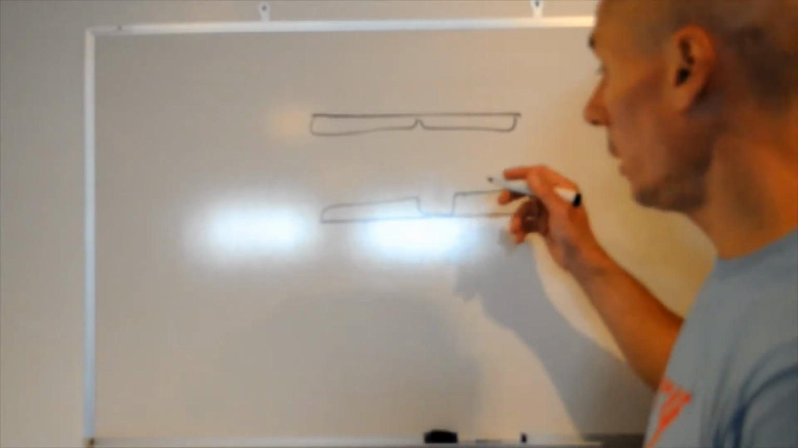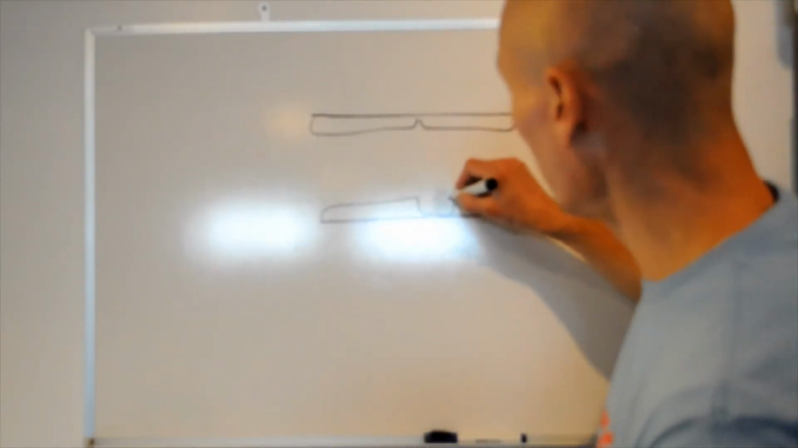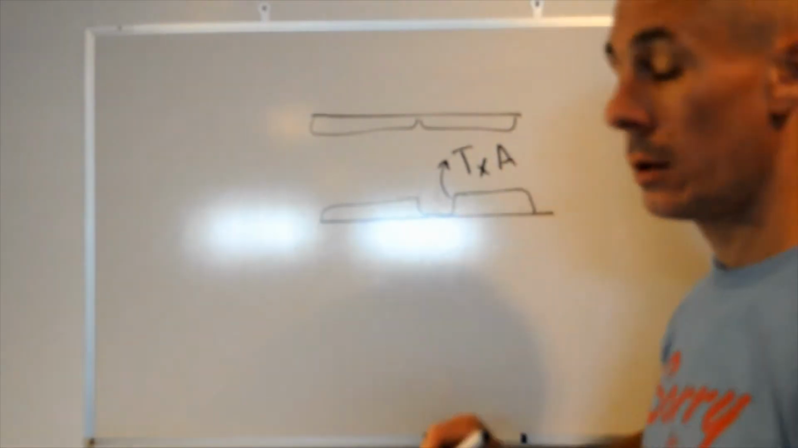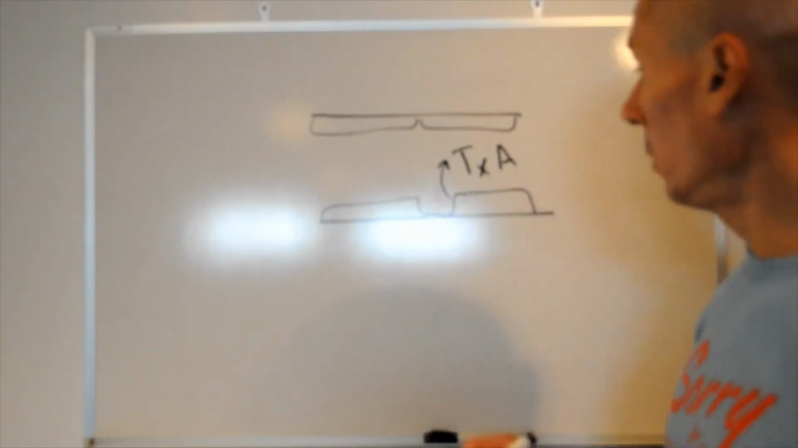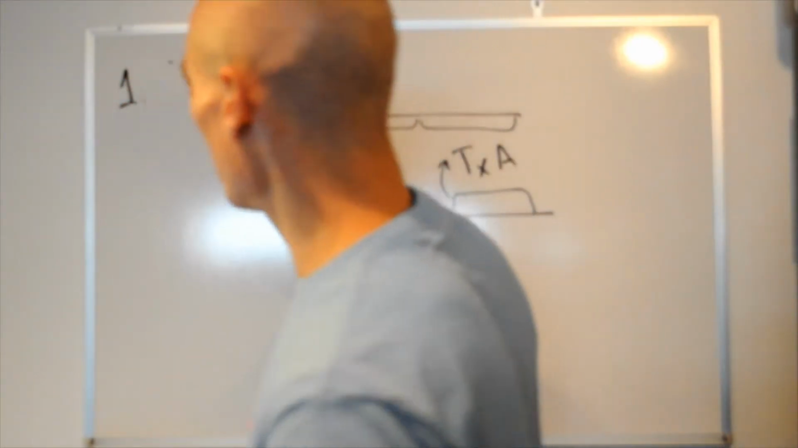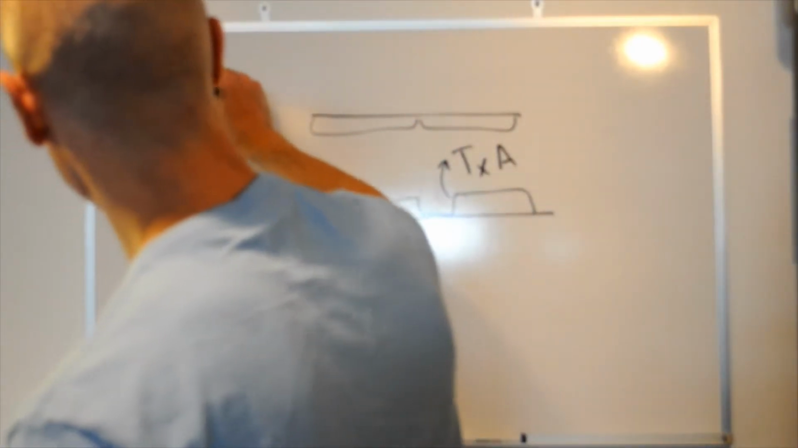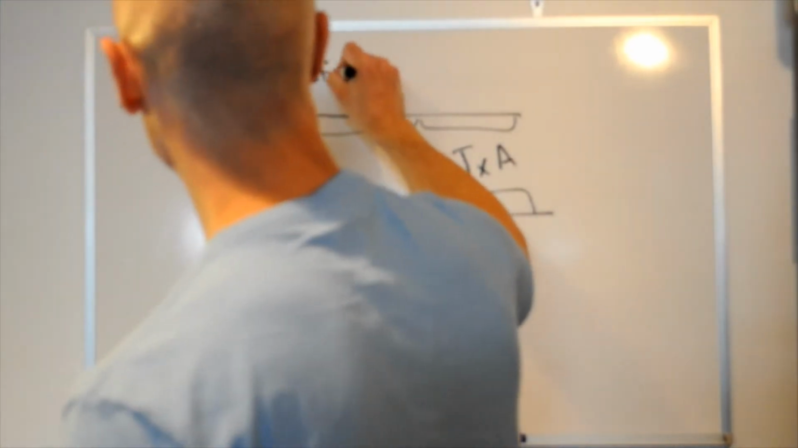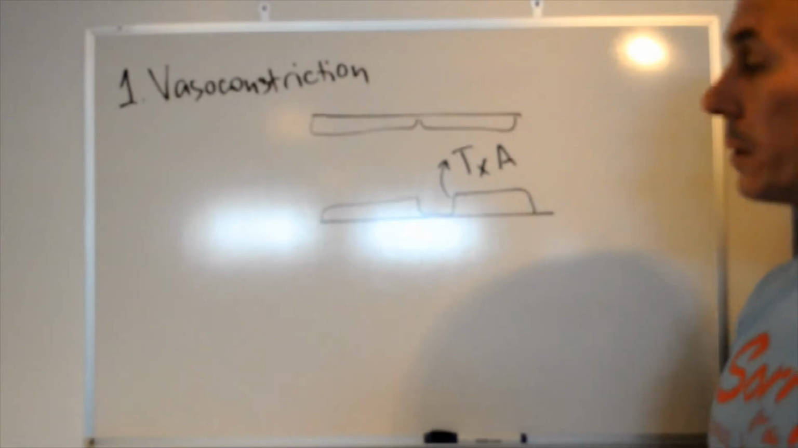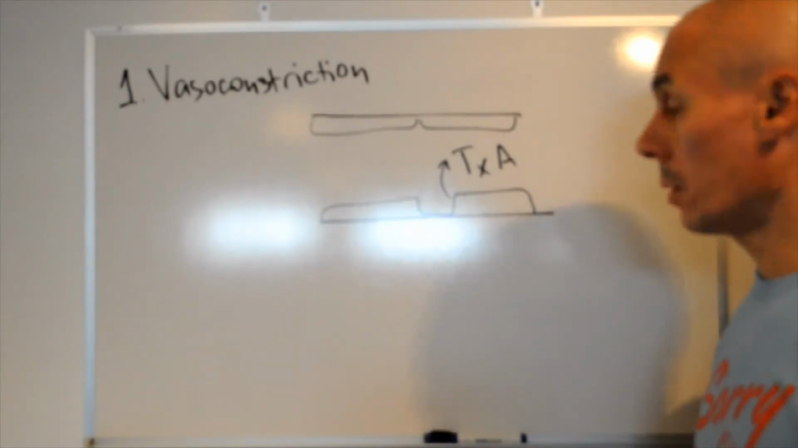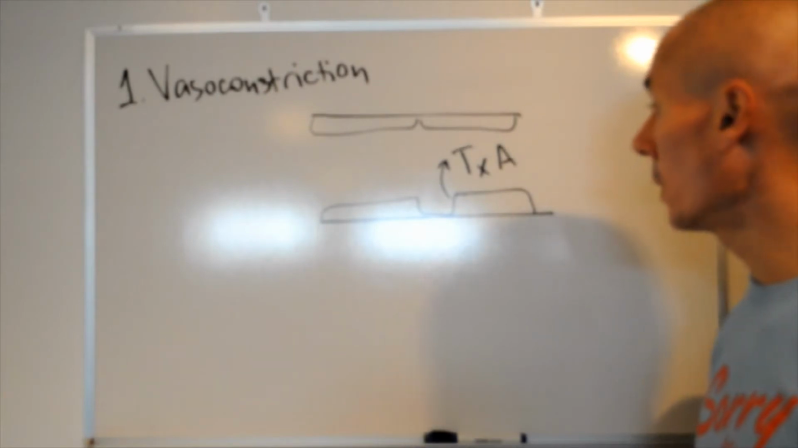First of all, injured endothelial cells start to produce thromboxane A. This is the molecule that leads to the first step in hemostasis, which is vasoconstriction. Vasoconstriction limits the blood flow to the damaged area and reduces the blood loss.